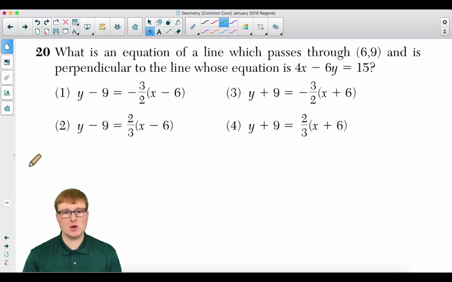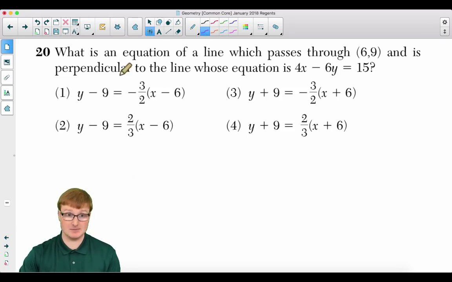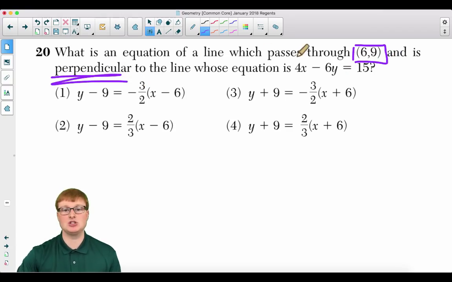Number 20, what is the equation of the line that passes through the point (6, 9) and is perpendicular to the line whose equation is 4x minus 6y equals 15? There's a couple things that you need to know what to do with these types of questions. These are common questions found on all Regents exams. They're asking for the equation of the line that passes through this point and is perpendicular to another line whose equation is 4x minus 6y equals 15.